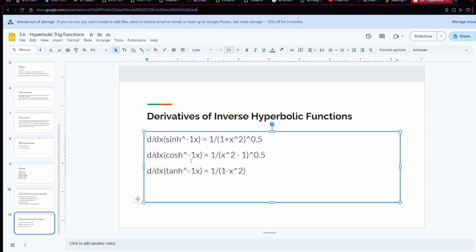Quite simple stuff, although it is a completely new topic from what you were taught before, so it can be quite tricky. But just treating it like the cousins of the original trig functions will essentially grant you the same thing, it's the same logic. So that's it for hyperbolic trig functions.